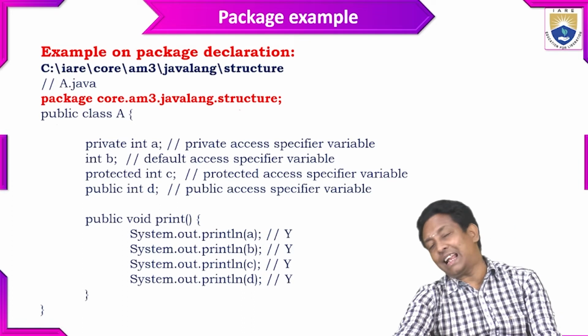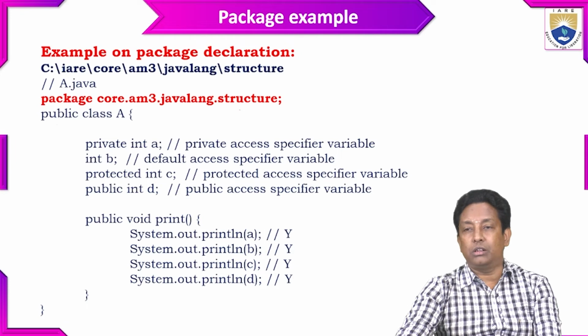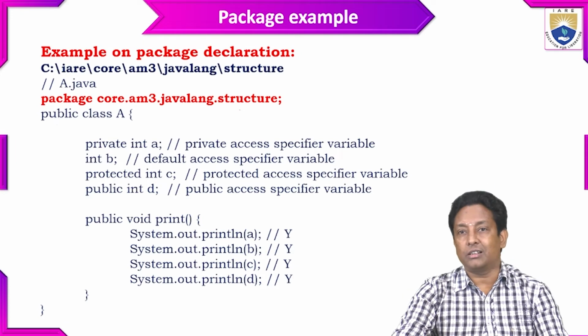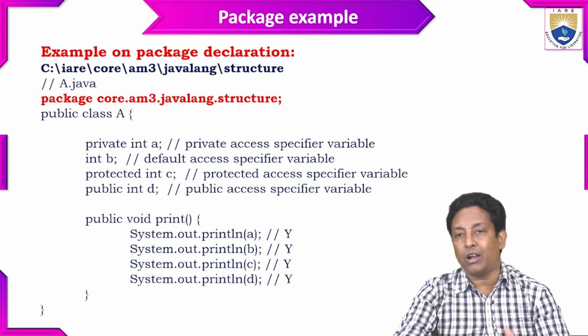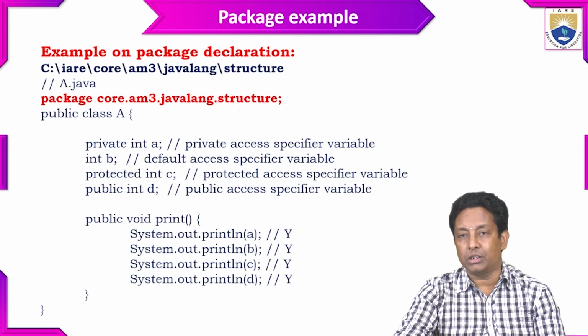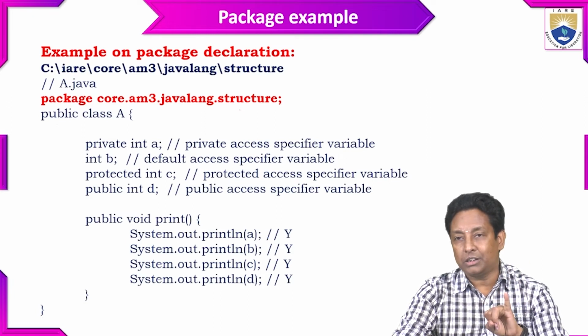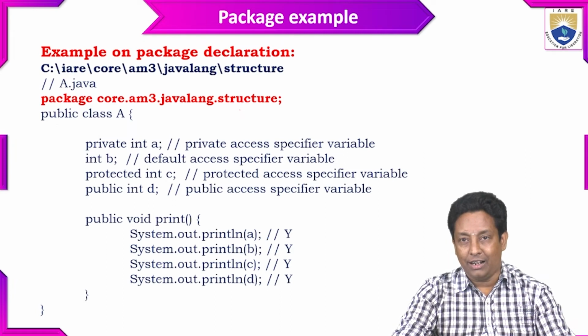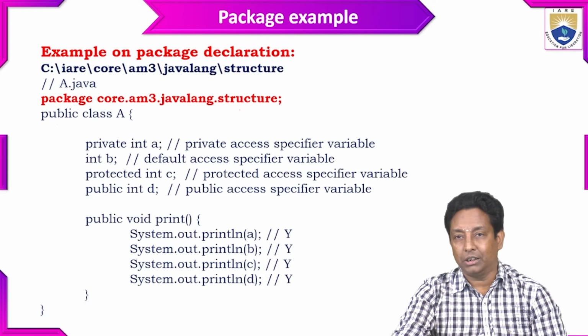Now, in how many ways can a class be used in object-oriented programming? I'm not only talking about Java, I'm talking about generalized object-oriented programming. In every object-oriented programming language, in how many ways can a class be used? A class can be used in 2 ways. One is by inheritance, one is by instantiation. Okay? A class can be inherited or a class can be instantiated.